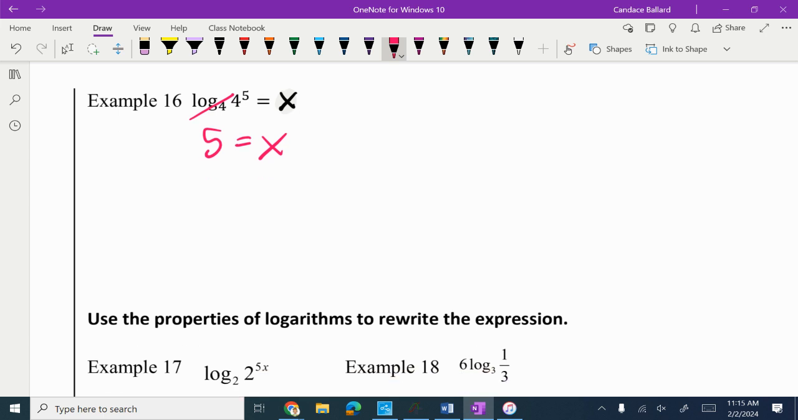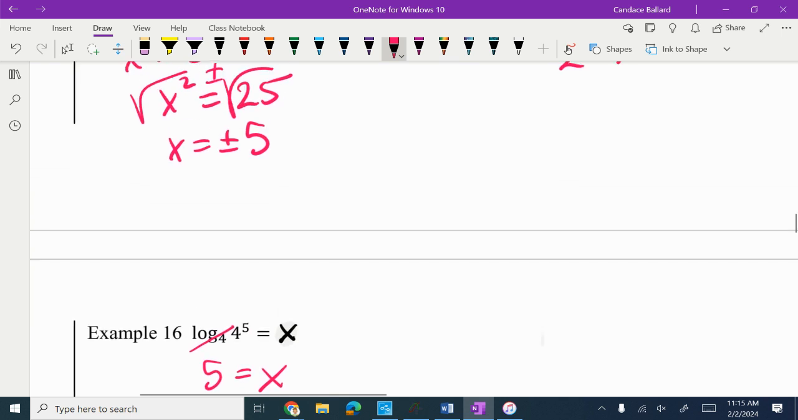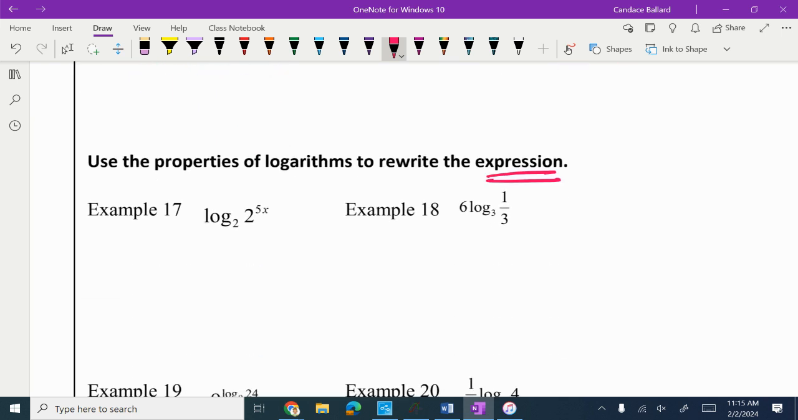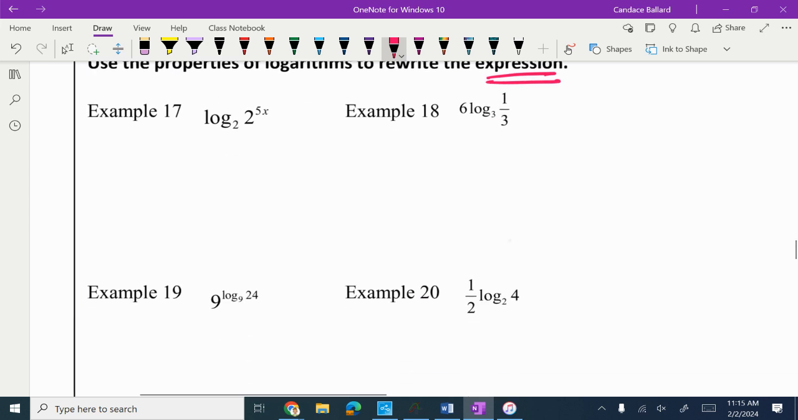All right, so those ones were equations, meaning we have an equal sign. Notice now we're moving on to expressions. We're going to use the properties of logarithms to simplify the expression as much as we can. So there's no equal sign on this one. Looking at 17, we have log base 2 of 2. What happens? Cancels. What's the only thing left? 5x. Perfect.